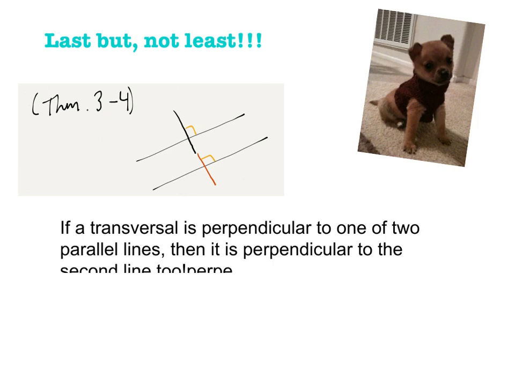Okay, so here's what this means. There's a transversal, and here it comes down, and that transversal is perpendicular to this first line. Well, if it's perpendicular to the first set of parallel lines, then as it continues and turns into the red line, then it's perpendicular to the second line too. This is another theorem that I hope that you study.